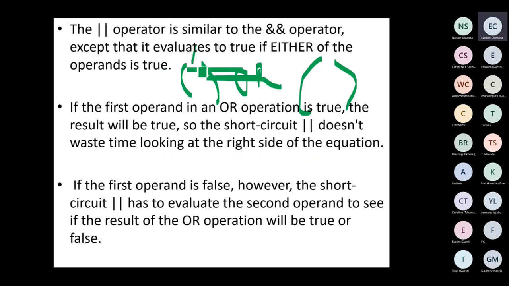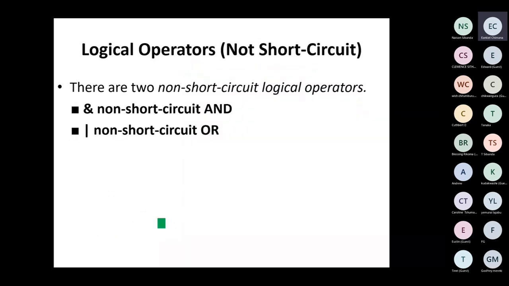So it actually checks here, and if this one is true, we know that the result of this one doesn't affect our outcome, because we actually require one of these to be true. So if the first operand is false, however, the short circuit is to evaluate the second operand to see if the result of the OR operation will be true or false.